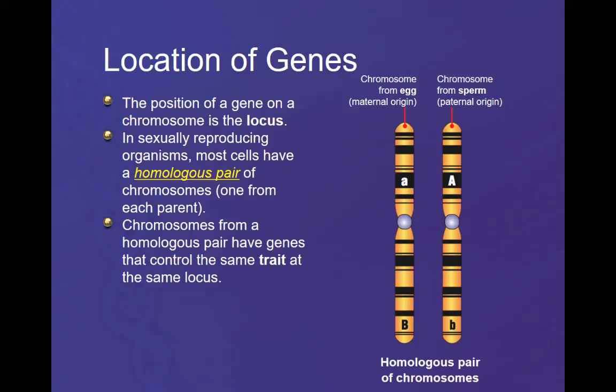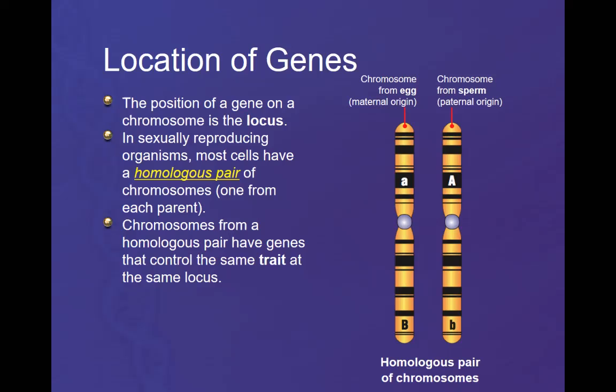Let's talk a little bit about the terminology with respect to locations of genes. You'll notice on this particular example, you have a homologous pair, with the one on the left being the chromosome from the egg, or the maternal chromosome, and the one on the right being the chromosome from the sperm, or the paternal organism. The position of a gene, whether it's gene A or gene B, is the same on both chromosomes because we're looking at the same chromosome.